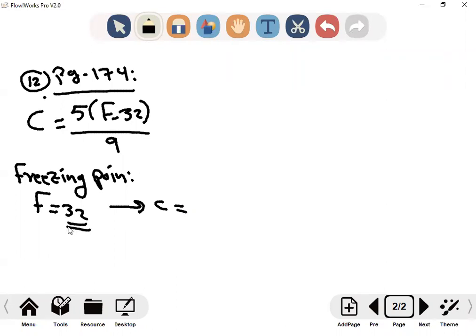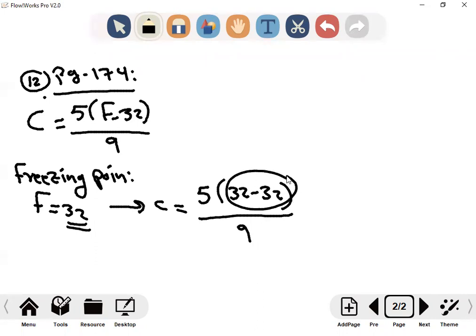Who gives me the expression and the values? Just replace and calculate. Now this is equal 5 with 32 minus 32, all over 9. Now 32 minus 32, how much? 0. 5 multiply 0, 0 over 9. 0. So the freezing point at the Celsius degree is how much? 0 degree. This is the freezing point.